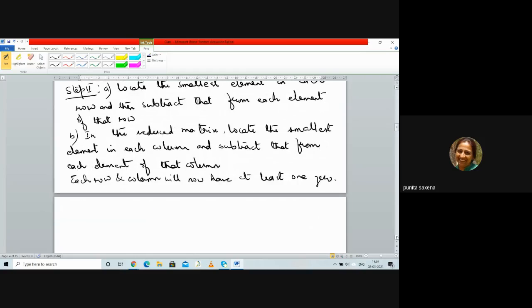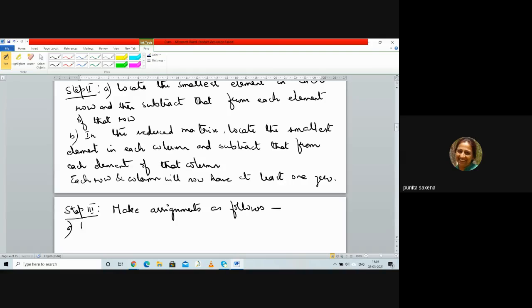Okay. Now comes the third step, which is crucial because now we are going to make assignments, and these zeros that we have got are going to help us assign things. So step number 3 here would be to make assignments as follows. I mean, how do we go about making assignments? It will be as per the following steps.